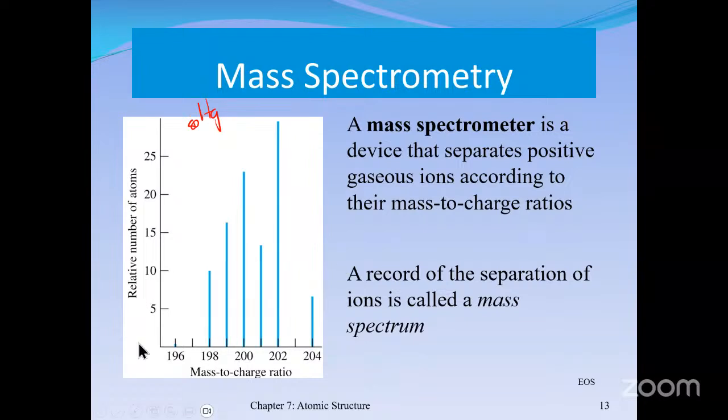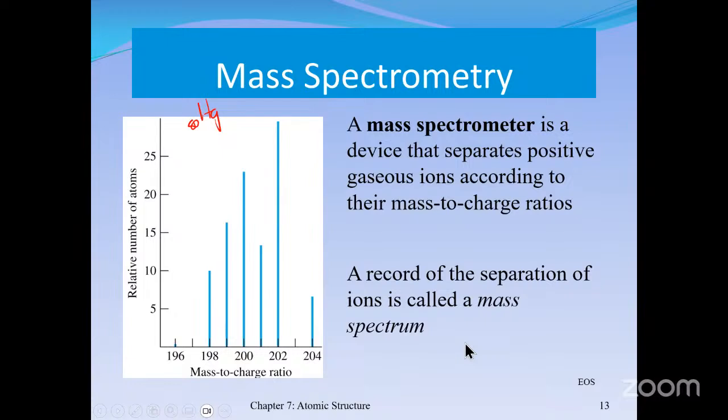So what this is showing you basically is, in a sample of mercury, the mass to charge ratio plotted versus the relative number of atoms, all right, for the different isotopes, right? Now, in each of these cases, the charge will be +1. So basically, these numbers would represent the mass of the different atoms, right? So there are some atoms which have a mass of 198, some 199, some 200, and so on, all right? The most abundant isotope of mercury is 202, all right? Has a mass of 202. So therefore, this is the mass spectrum.